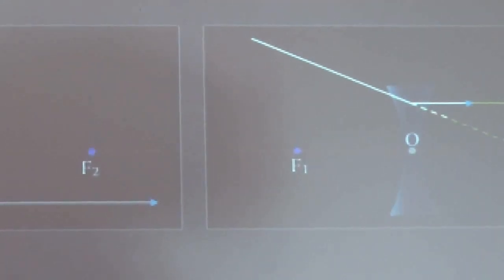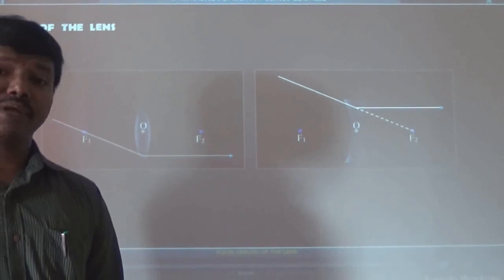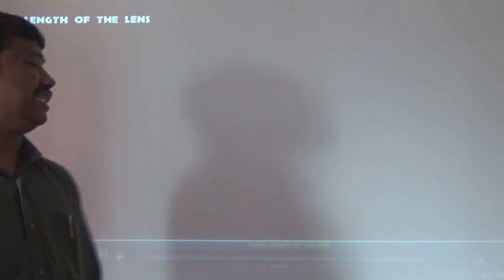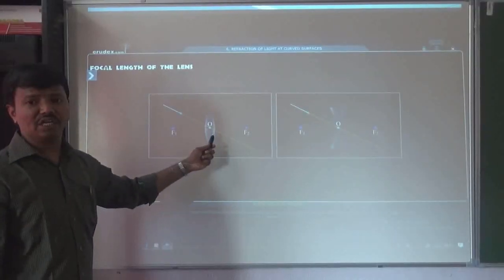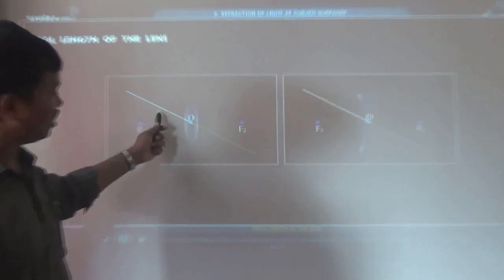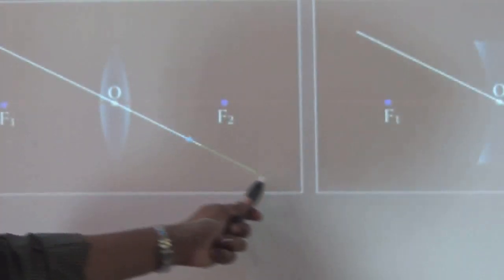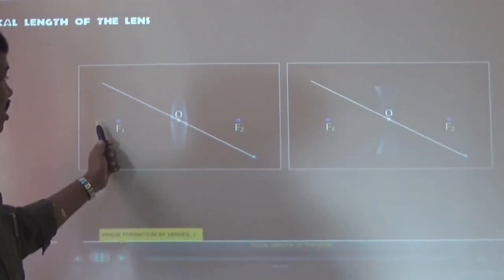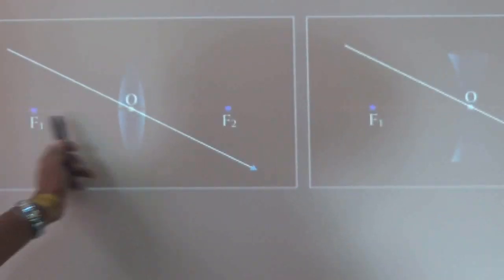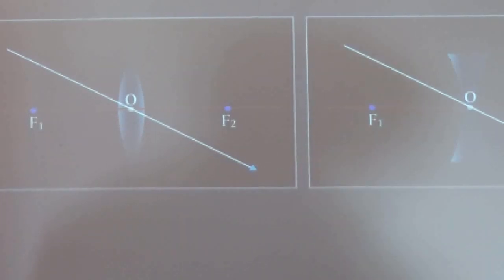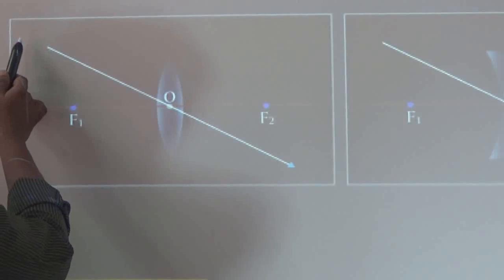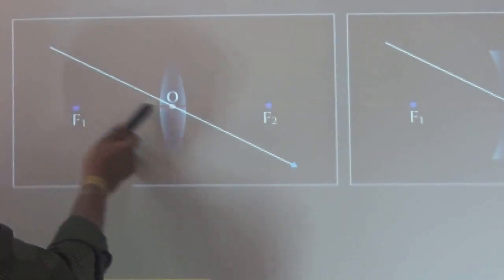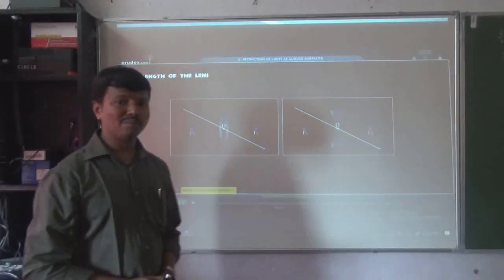Now again, another light ray passes through the optic center without any deviation. In the case of a convex lens, that light ray cannot be deviated. The two important things: one is a ray parallel to the principal axis, and the other is the light ray passing through the optic center, which cannot be deviated. These two important points must be remembered.